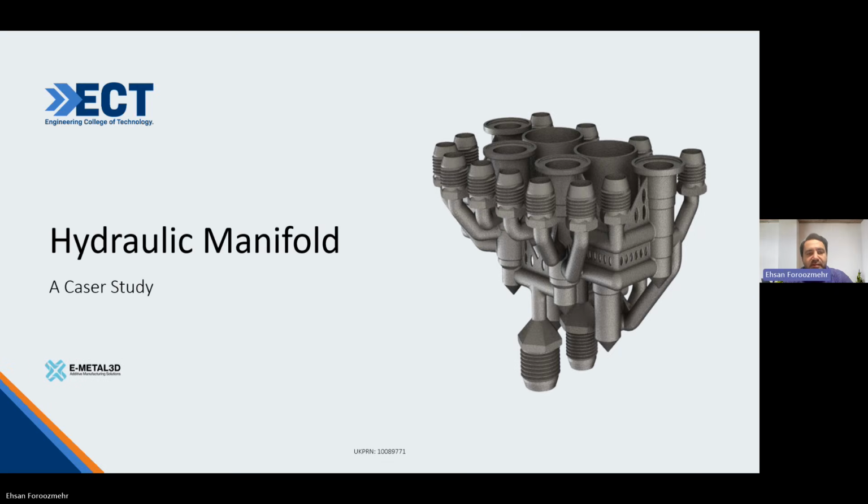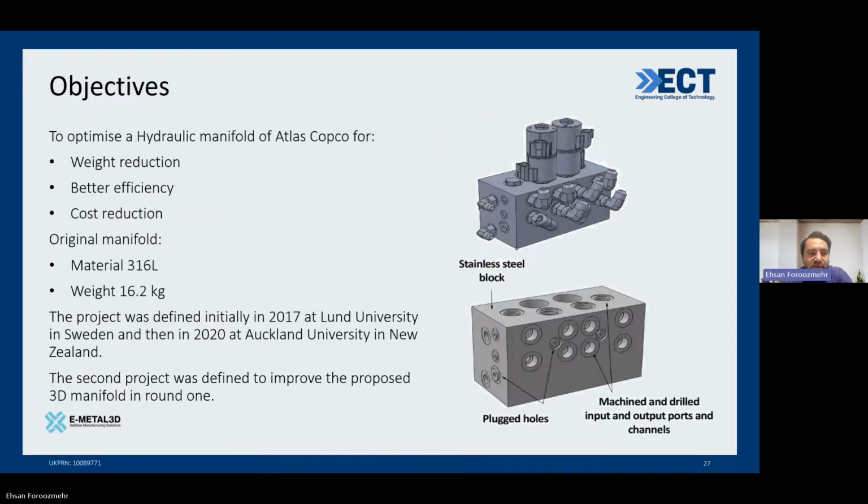Let's have a look at some case studies. This is a hydraulic manifold, and that is an interesting application of additive manufacturing nowadays on hydraulic systems. This case was first introduced in 2017 at Lund University. The project is from Atlas Copco, and they asked for a redesign of this manifold, which, as you can see here, is relatively large. It is over 16 kilograms in weight, and the material was 316.